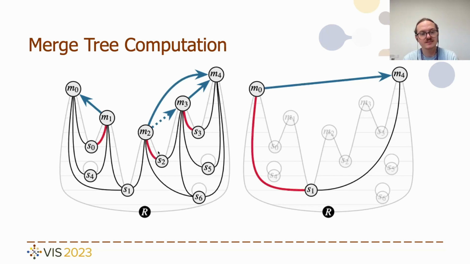And the simplification is: we connect the saddle with the smallest maximum, and we save a pointer to replace the smallest maximum everywhere with the largest maximum reachable by the saddle. We have to do a path compression on this pointer because we may actually point to a paired maximum.